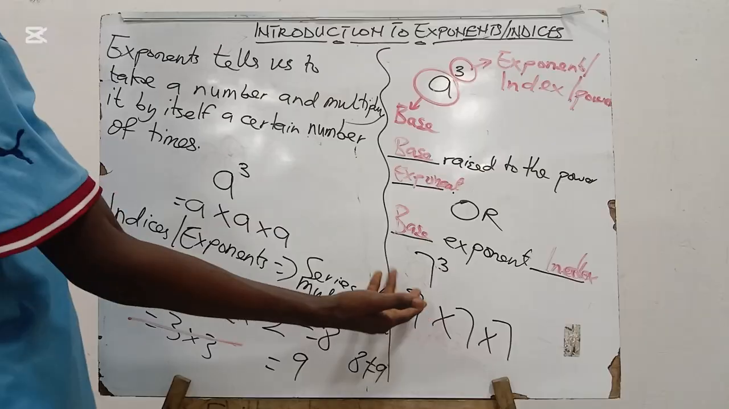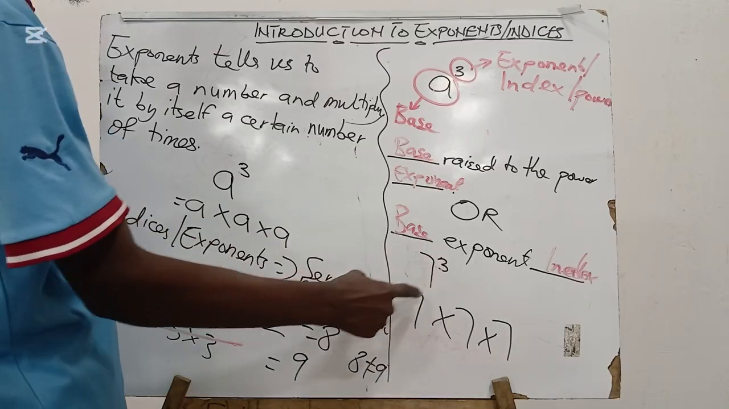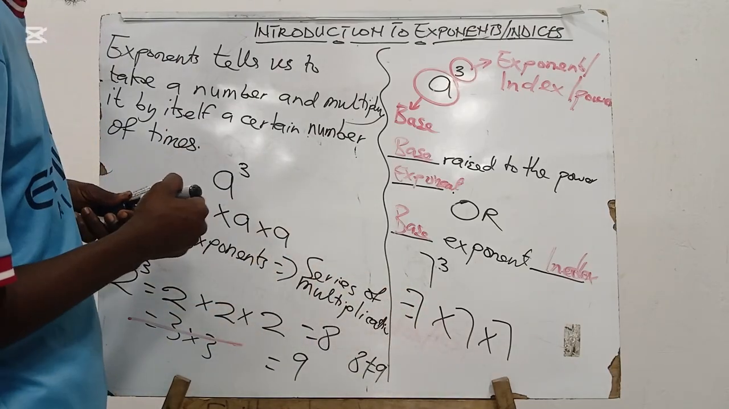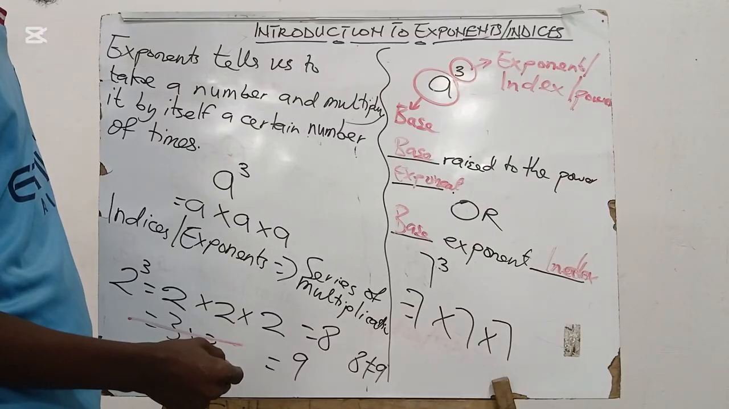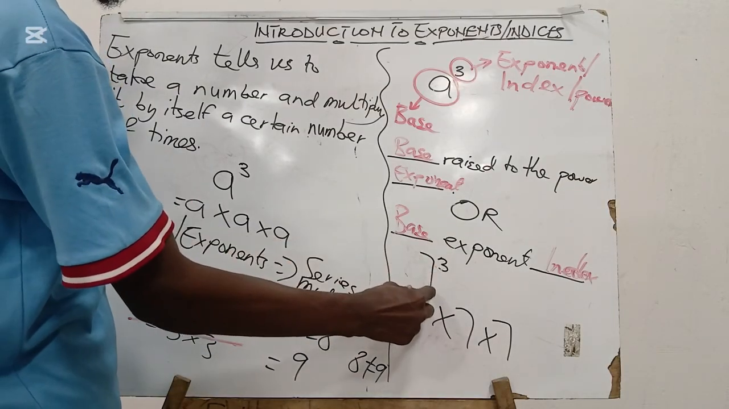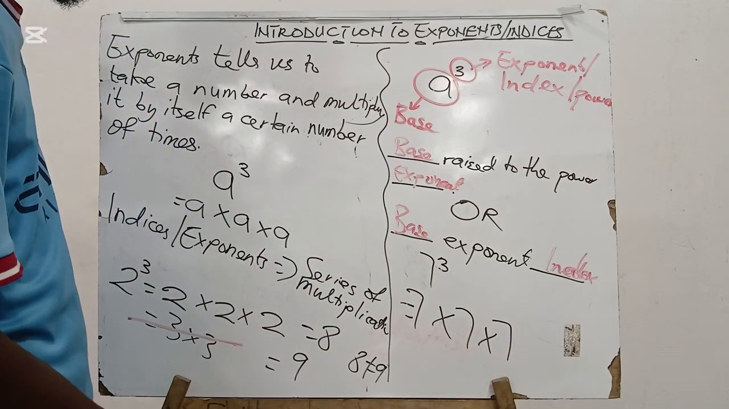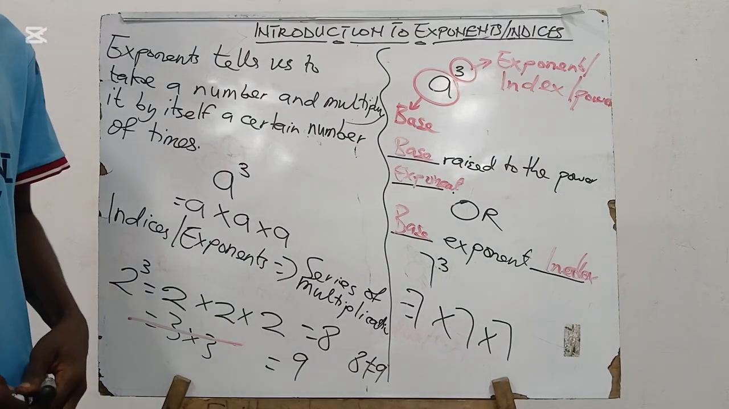So we looked at an example. We said what? 7 raised to the power 3 will be equal to what? 7 times 7 times 7. I hope you are getting it. Great. So the 3 is telling us the number of times we should multiply the 7 by itself. Are you okay? So this is our introduction to exponents or indices.